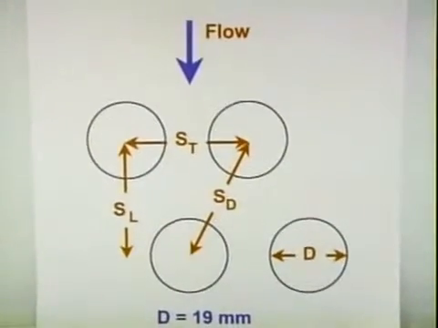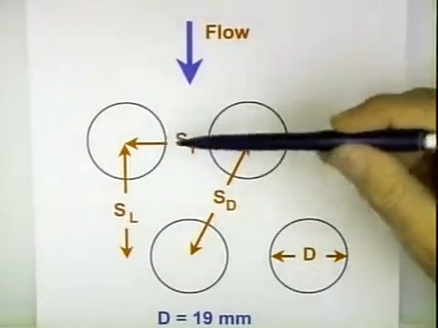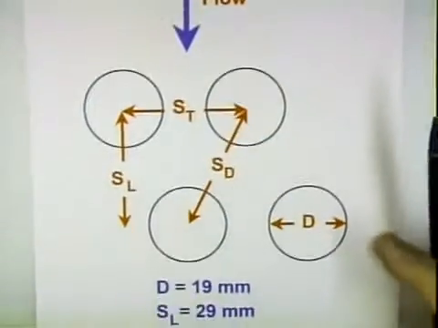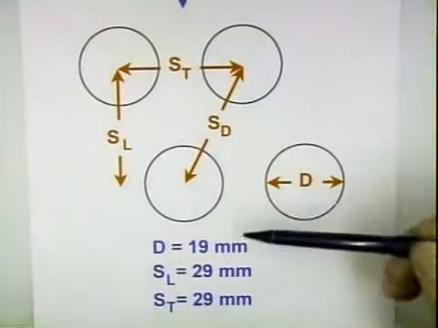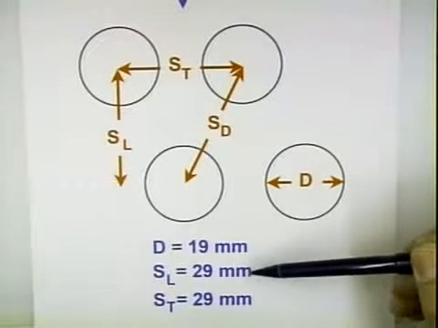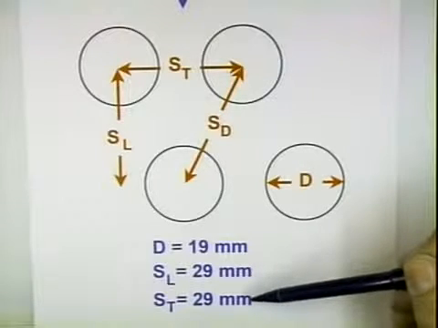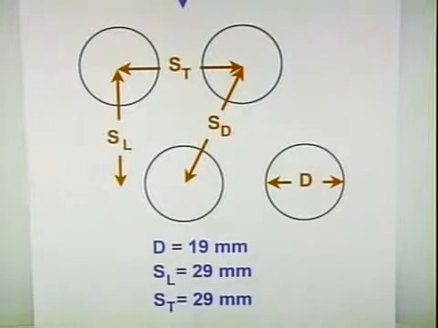Okay, so what I've chosen is a staggered design. We have flow coming in from the top, so I'll put our dimensions on here, and then I've just chosen some dimensions down here at the bottom. I said we'll pick a diameter of 19 millimeters, a longitudinal pitch of 29, and a transverse pitch of 29. And we'll just see if that works.